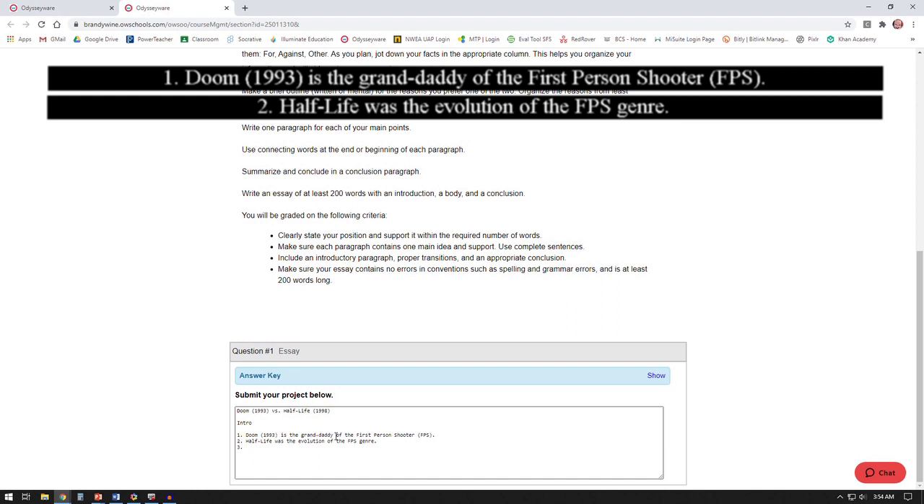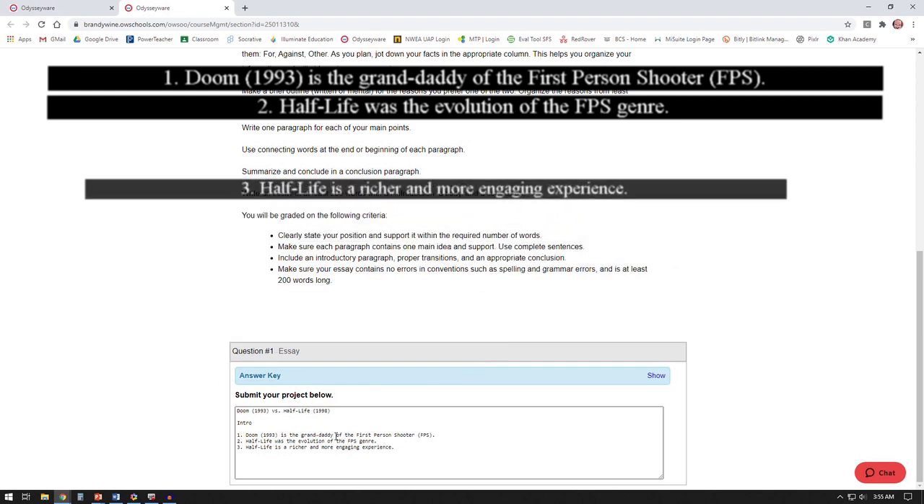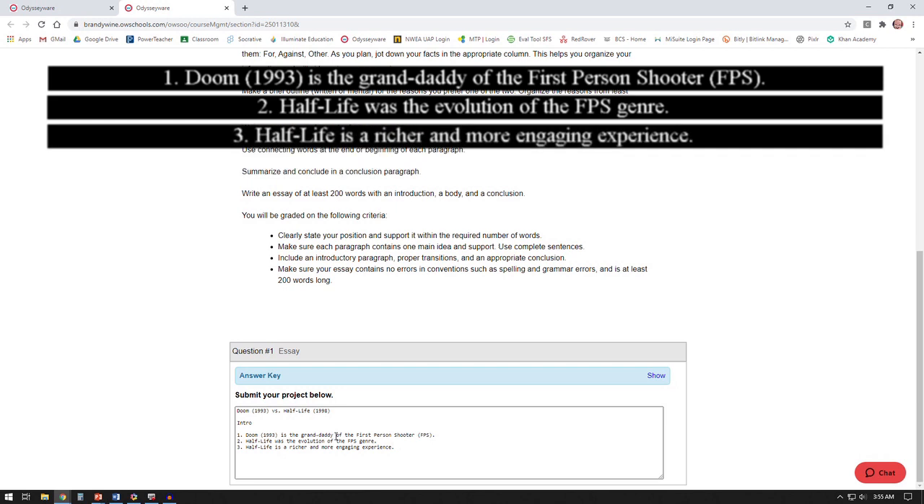And I'm going to be leading up to this. Okay, so I've compared them. Now I have to contrast them by saying which one is better and what sets them apart. And my topic sentence I'm going to lead up to there is this. You get to see how badly I type. Half-Life is a richer and more engaging experience. So that'll be what I lead to. They're both good. I think Half-Life's better.